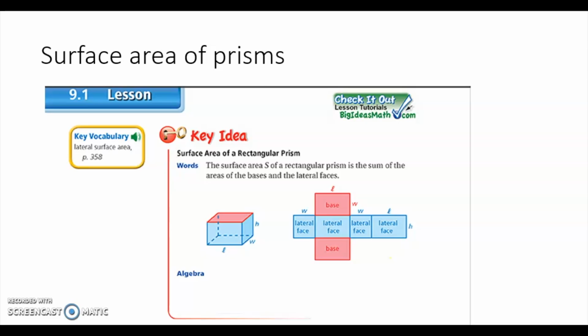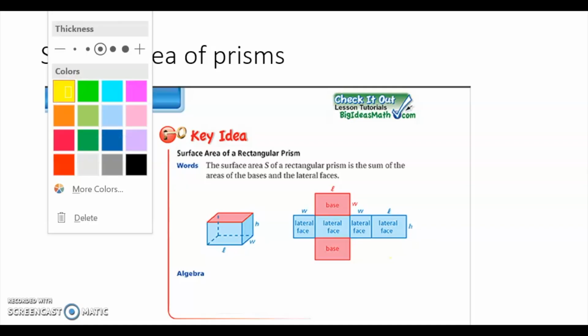Now, surface area, if you imagine, would be like me taking wrapping paper and wanting to wrap this box here. But I'm not going to wrap it and have any extra paper. I want to cut pieces that exactly fit so that I'm not wasting any paper.